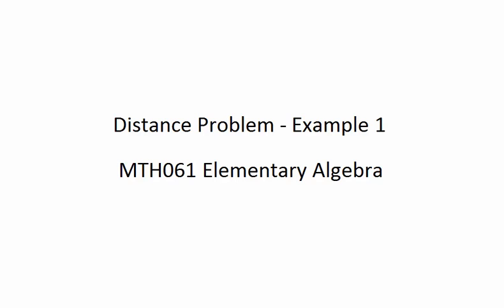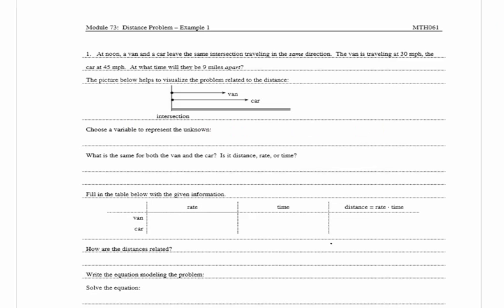In this video, we're going to look at a distance problem. In one, it says, at noon, a van and a car leave the same intersection traveling in the same direction. The van is traveling at 30 miles per hour, the car at 45 miles per hour. At what time will they be 9 miles apart? The picture below helps to visualize the problem related to distance.